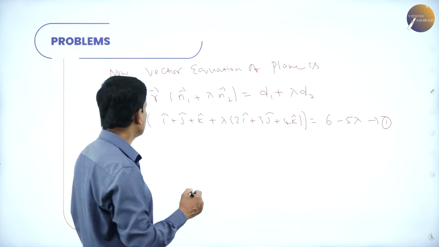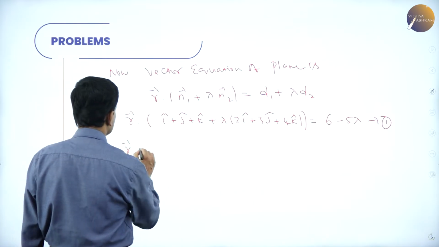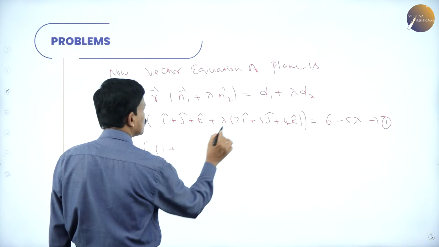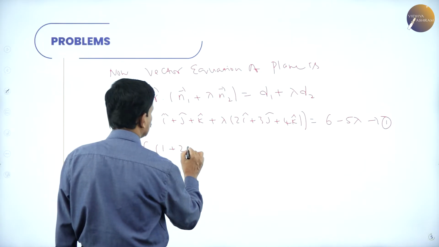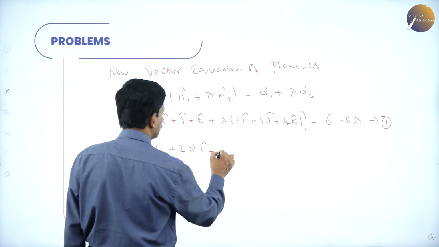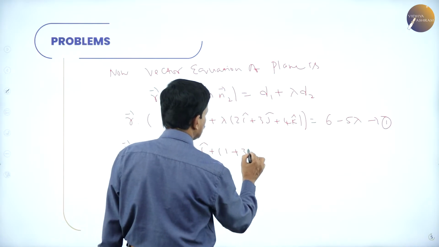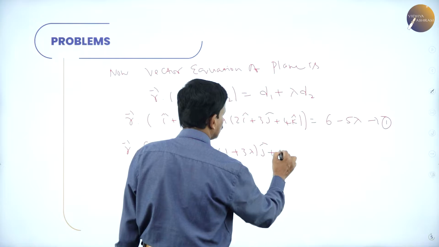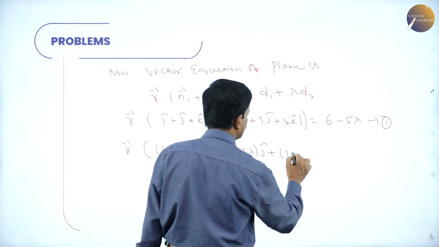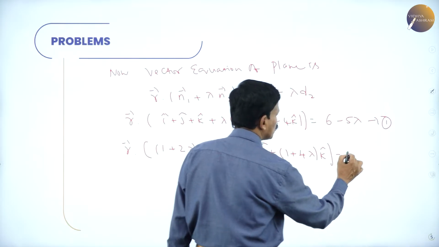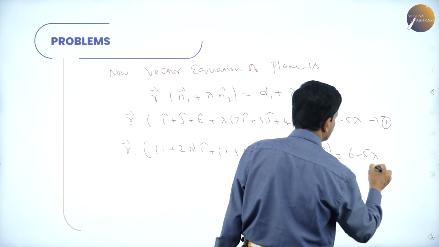Now this can be written as r·. Just add the coefficients: coefficient of i is 1 plus 2 lambda times i, plus coefficient of j is 1 plus 3 lambda times j, plus coefficient of k is 1 plus 4 lambda times k, is equal to 6 minus 5 into lambda.